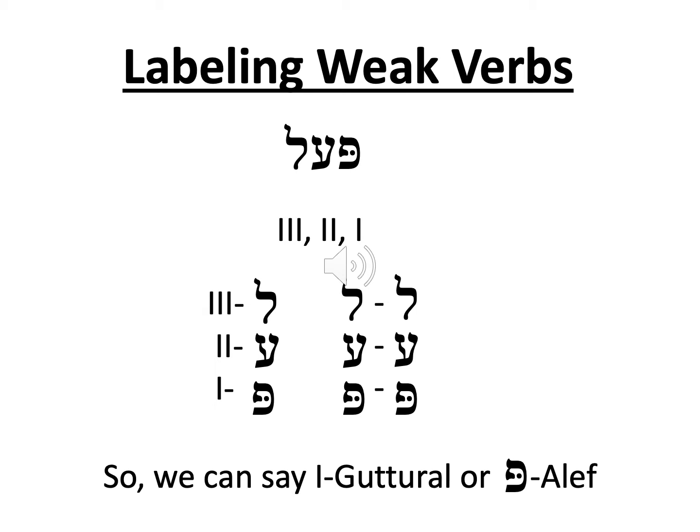Thus, we could say that the first letter of a word is a guttural, or a one guttural, first letter guttural. We could also say that it's a pei guttural, or a pei aleph, also meaning that the first letter is a guttural or an aleph. Each of these can be used interchangeably to identify the letters, either using 1, 2, or 3, or pei, ayin, lamed. This will be important as we move forward, as the two systems will both be used.